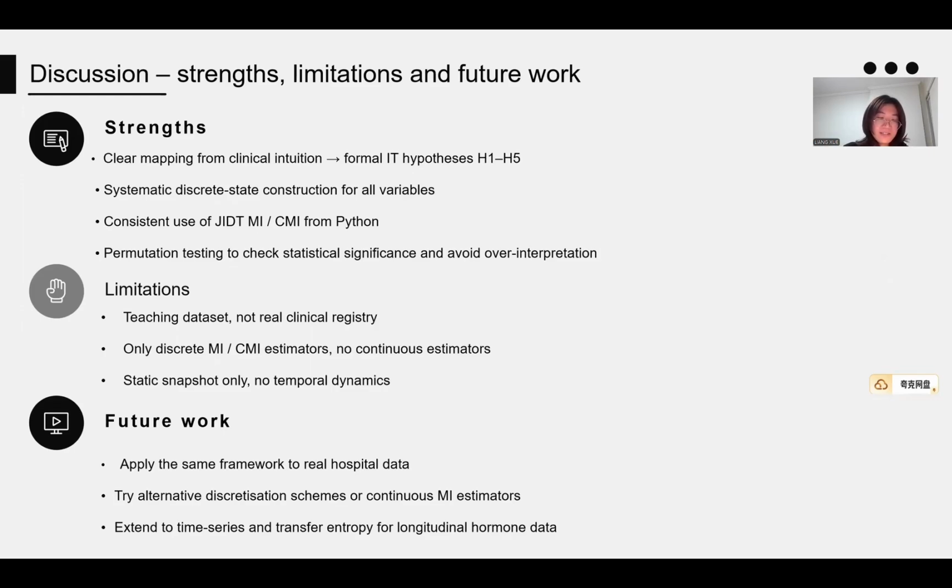Limitations are that this is a teaching dataset, only discrete estimators are used, and the analysis considers a single static snapshot without temporal dynamics. Future work: apply the framework to real hospital data, try alternative discretization, and extend to time series.